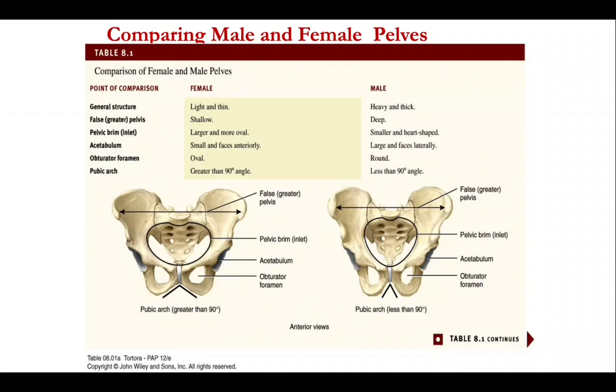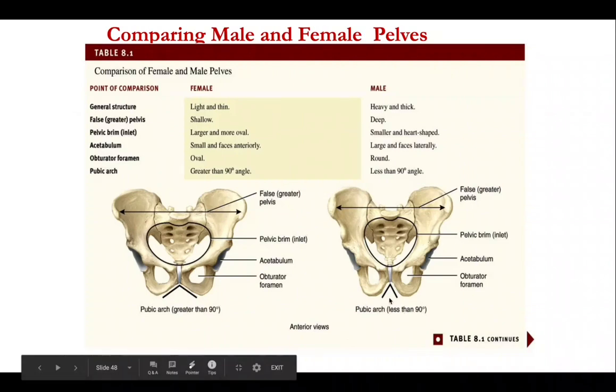The obturator foramen here is going to be oval in a female. It's more round in a male. The pubic arch in a female is usually greater than 90 degrees. In a male, it's usually less than 90 degrees.